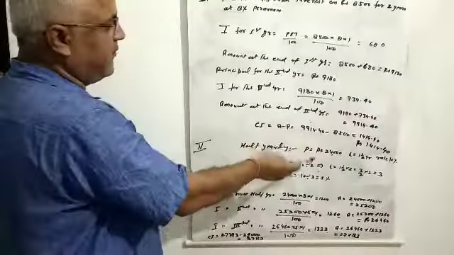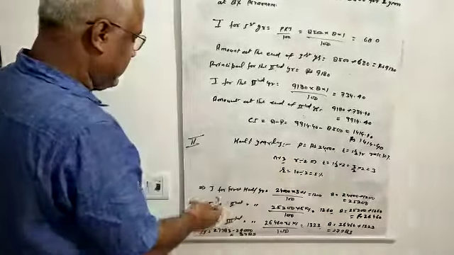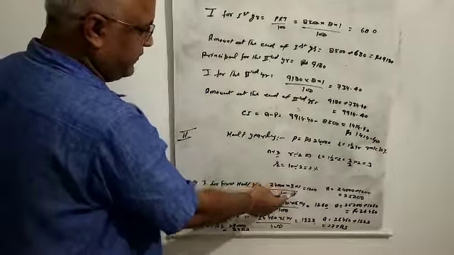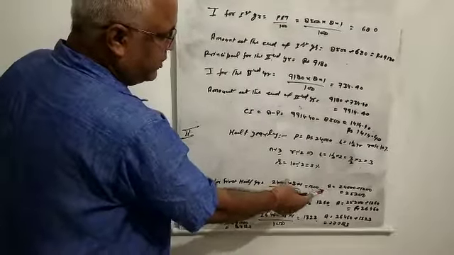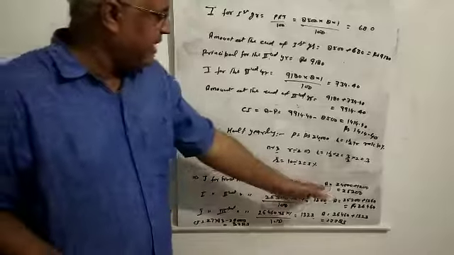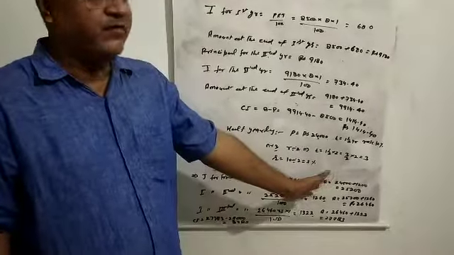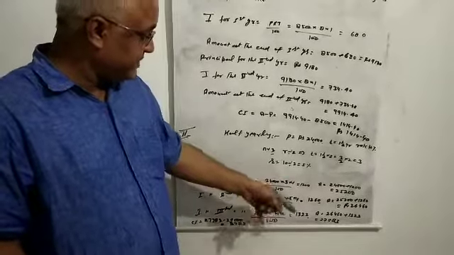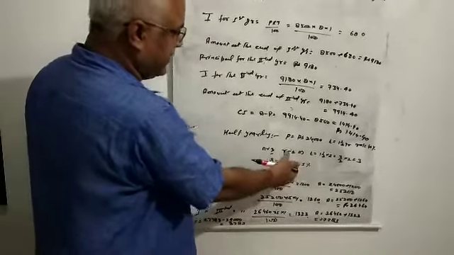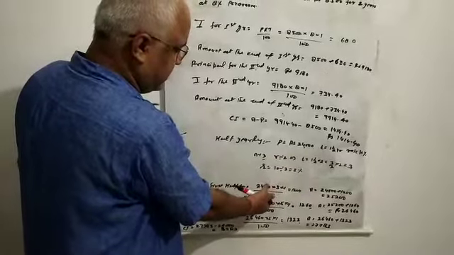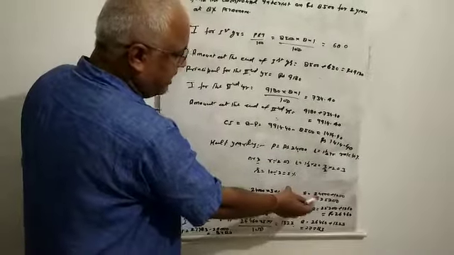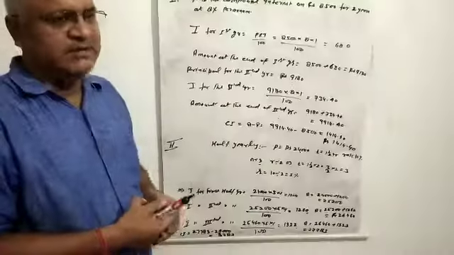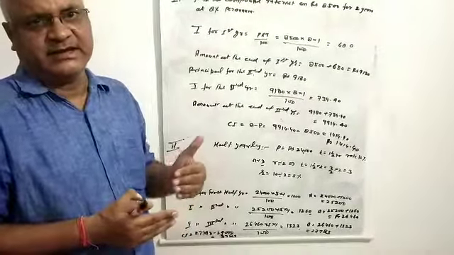Here 1.5 year, interest for the first half year, principal is this, rate is 5%, time is 1 upon 100, simply find 1200. What is the amount? This is the amount at the end of first half year. Means what is the interest earned in the first half year? Principal rate is 5%, time is 1 upon 100. So 1200, amount plus interest 25,200. This amount will be principal for the second half year.